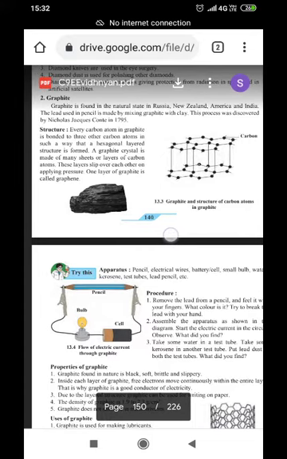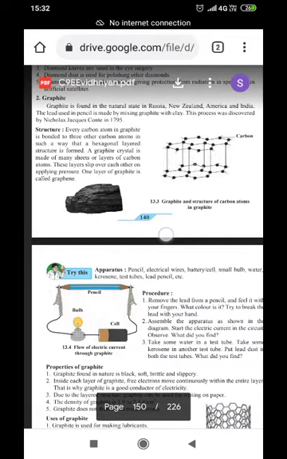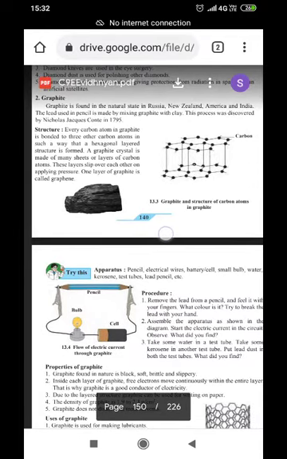The lead used in pencil is made by mixing graphite with clay. This process was discovered by Nicholas Jacques Conte in 1795.